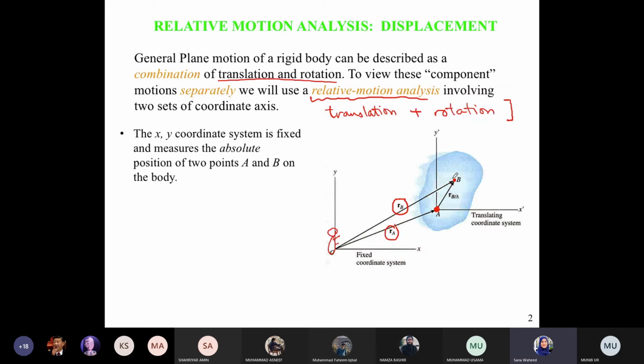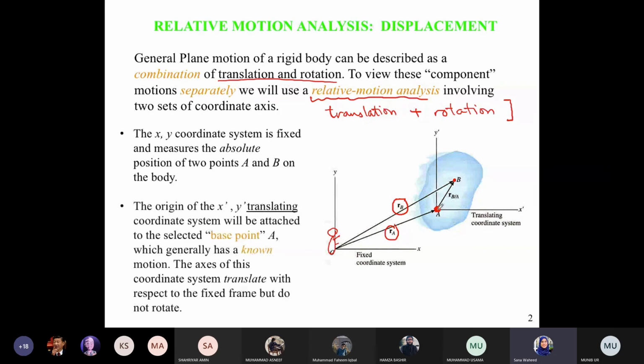Now, let me also introduce a moving frame of reference, a frame of reference that moves with the rigid body. For that one, I'm going to choose the origin to be lying on this point A. Why I've done that is perhaps I already know the motion of A. That's why I'm going to consider A to be my base point on this rigid body. So on this A, I place a translating coordinate system, that is, a coordinate system that moves with the rigid body.